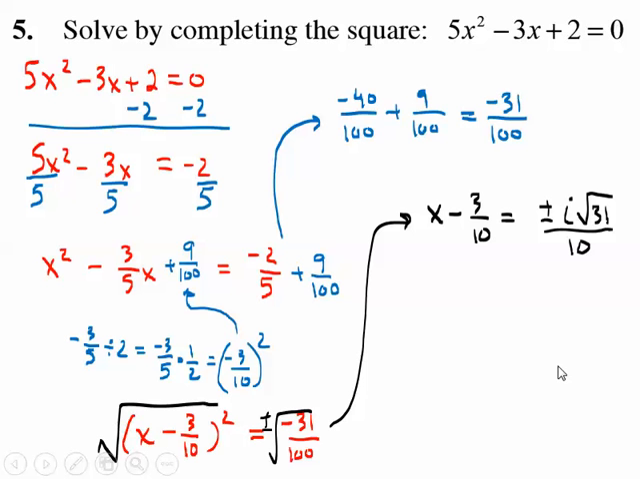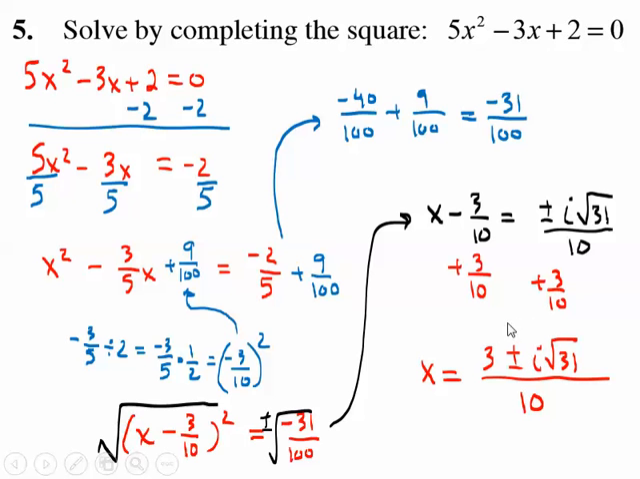All right, any questions on that? Any questions on where those numbers came from? All right, adding 3/10 to both sides now to get the x by itself. That's gone. This is going to be, again, written as a single quotient. There it is.